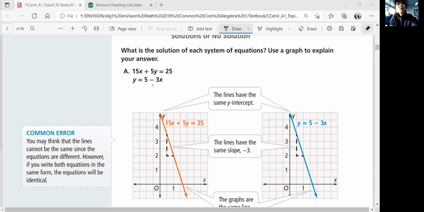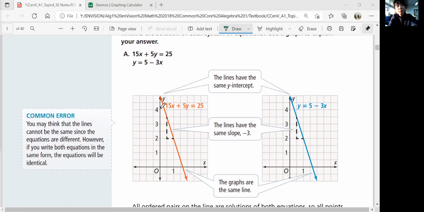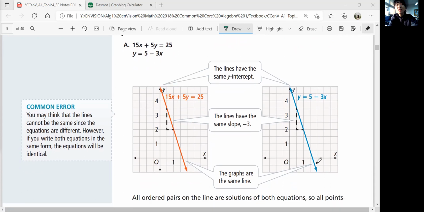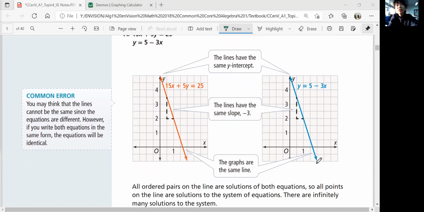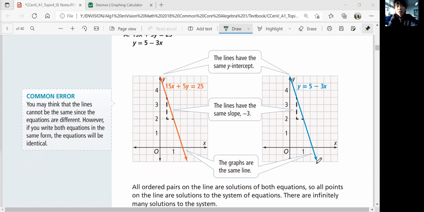But anyway, if you graph both of them, they have the same y-intercept, they have the same slope, and they're exactly the same line. All the points are the same. So all the points on this line will also be on this line as well. So they're exactly the same line. And so this is when you have infinitely many solutions. There are many points that they have in common.